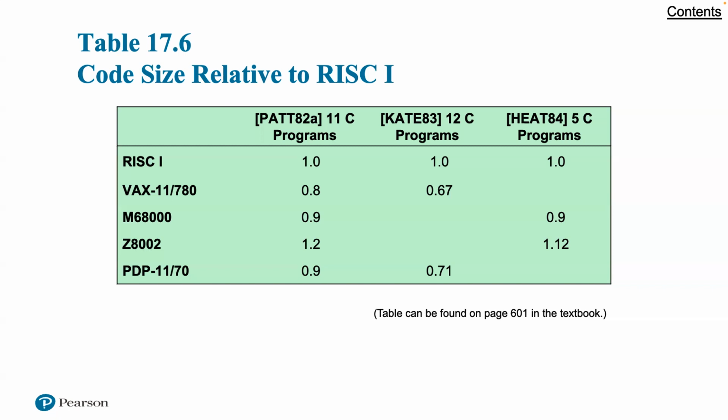These results were confirmed by IBM researchers, who found that the IBM 801, which is a RISC processor, produced code that was 0.9 times the size of the code on the IBM 370. The study used a set of PL/1 programs. There are several reasons for these rather surprising results.